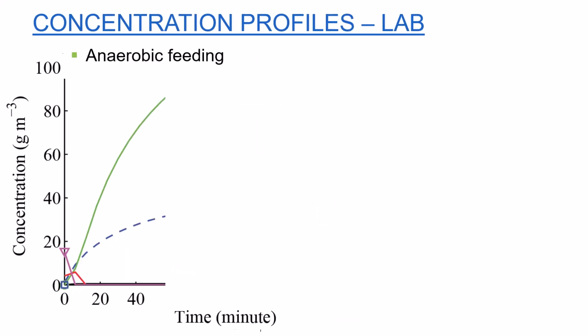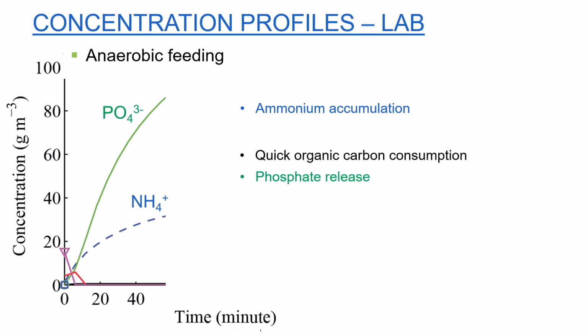And here are the corresponding concentration profiles. Ammonium accumulates as it is fed and not converted. There is no aeration. Organic carbon is rapidly consumed and converted into storage polymers. At the same time, phosphate is released. And some nitrate, which is left over from the previous cycle, is converted.